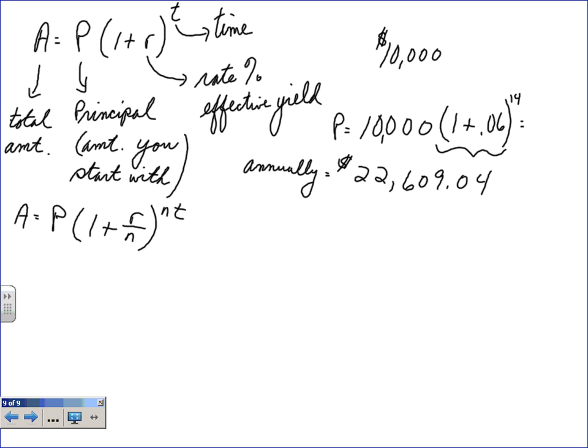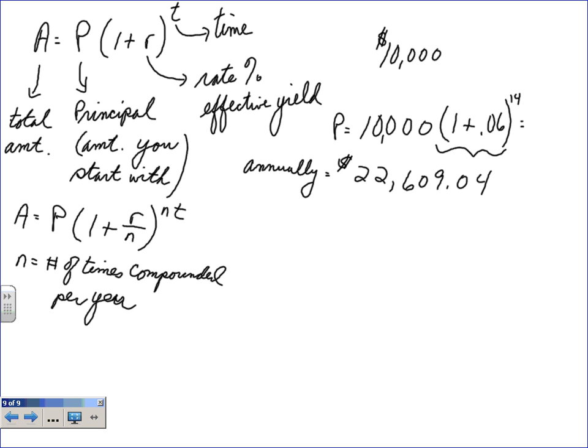And we have a new variable involved here. And the new variable is n. And what does n stand for? N is the number of times that your money is compounded per year. So it's the number of times compounded per year. Okay?